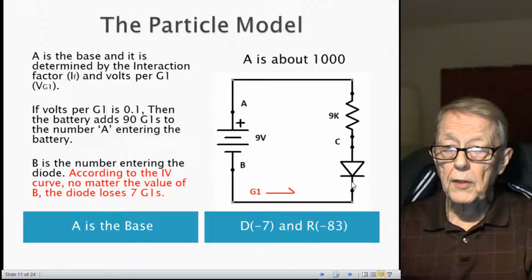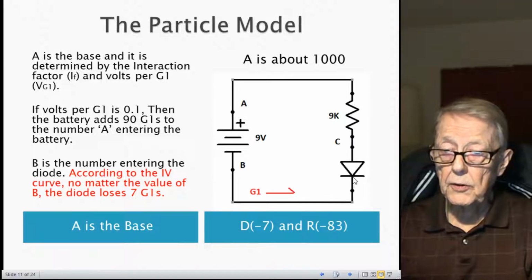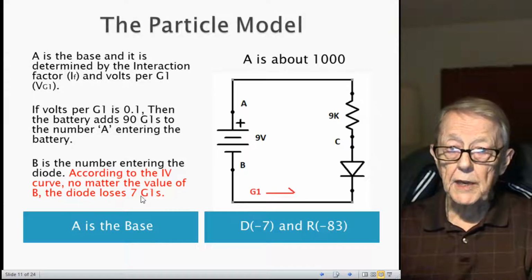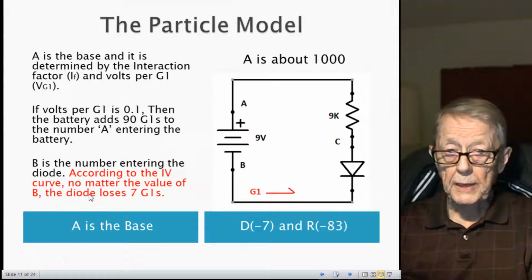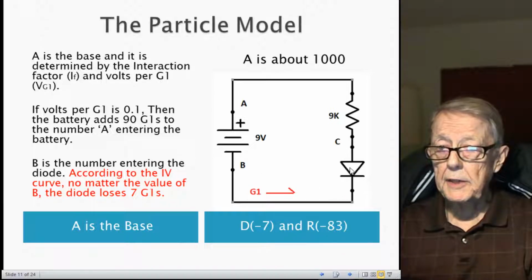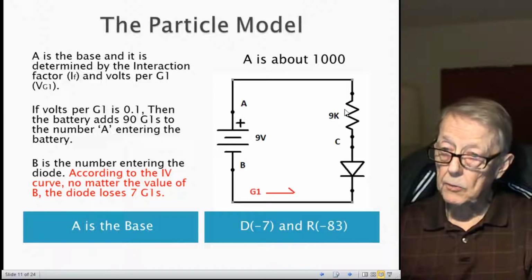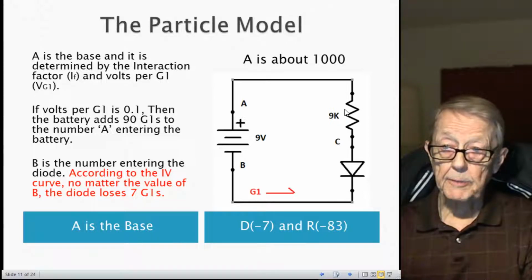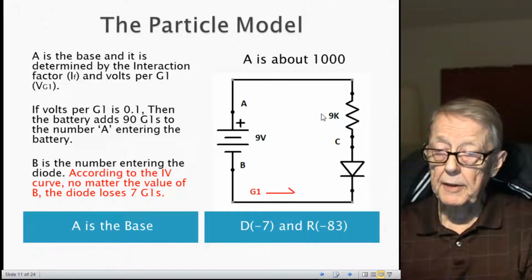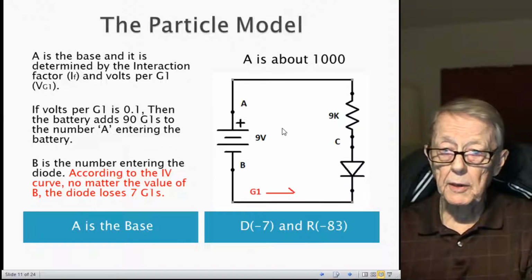But now we know from the IV curve that when you get the right amount of current flowing, you have this 0.7-volt drop. A 0.7-volt drop means the diode loses 7 G1s, because 7 times 0.1 is 0.7 volts. So the diode is going to lose 7. If the battery adds 90, the diode loses 7, the resistor is going to end up losing 83. It's going to have an 8.3 volt drop. And you divide that by the 9K, you get the 0.92 milliamps.